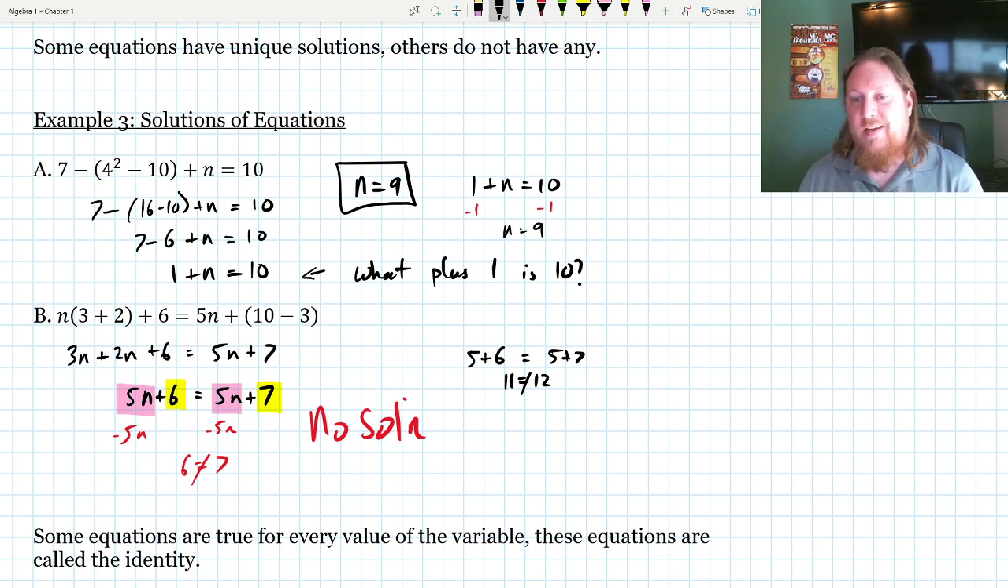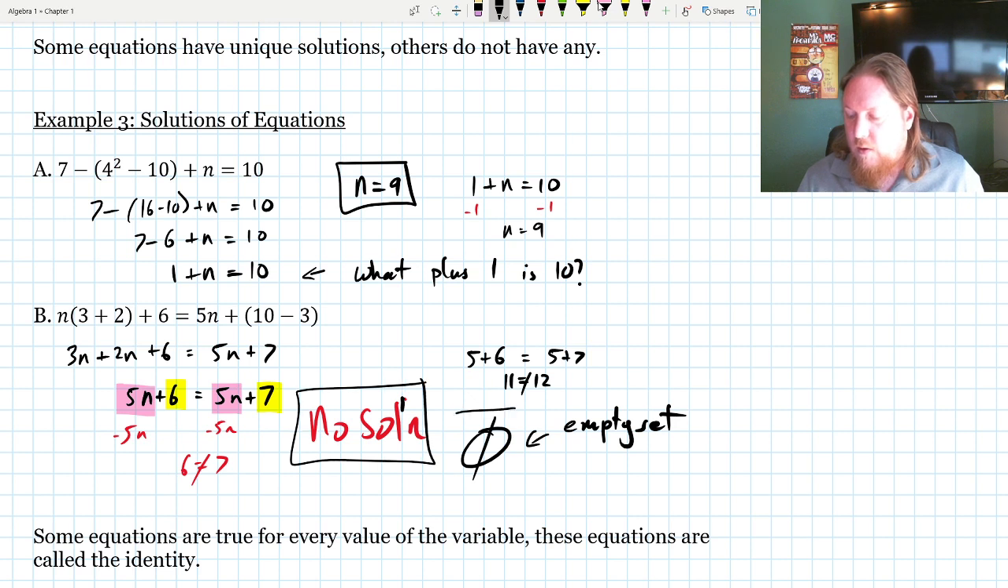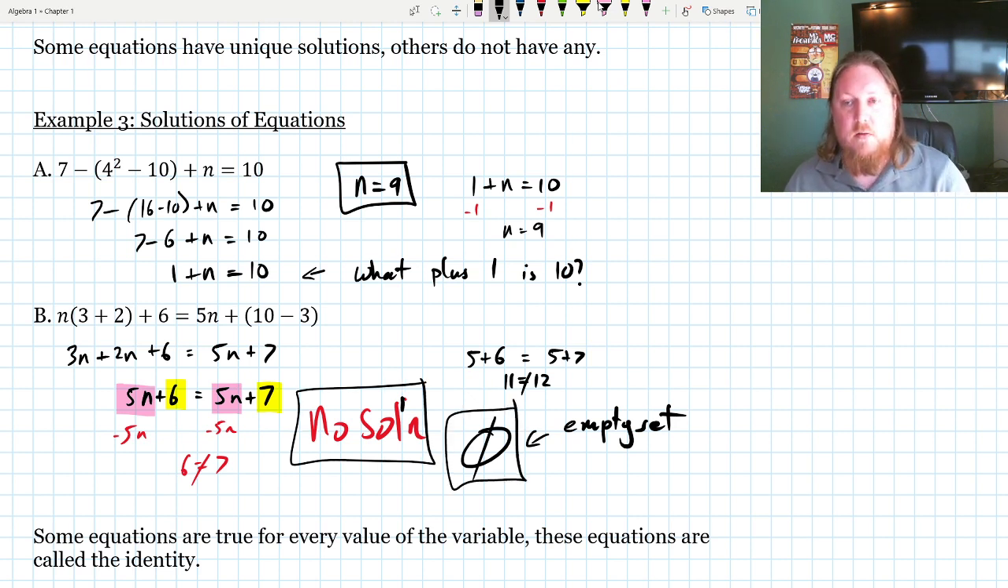And the way we show that in set notation is something called the empty set, which just looks like a big 0 with a diagonal line cut through it. This is called the empty set here. Now, if you want to write that down, instead of writing down no solution, you're welcome to. I abbreviate no solution, no SOL apostrophe N. So either one of those would be an acceptable answer to share for this kind of problem. But it really came down to the algebraic term matching and the constant term not. That always causes a problem.